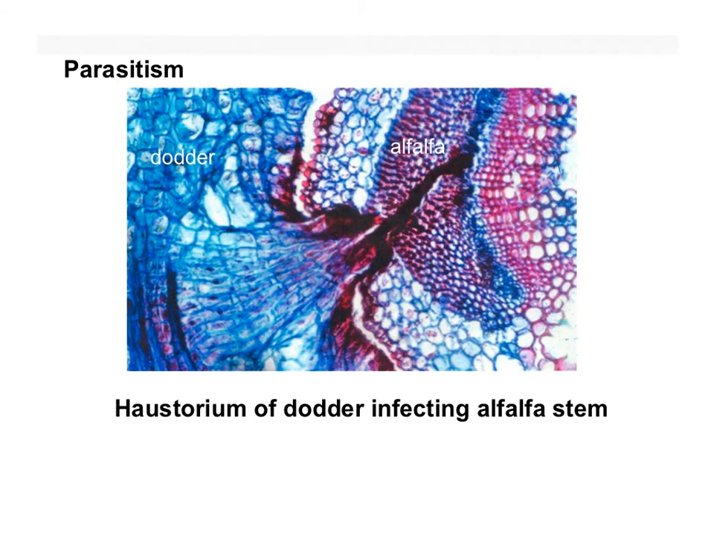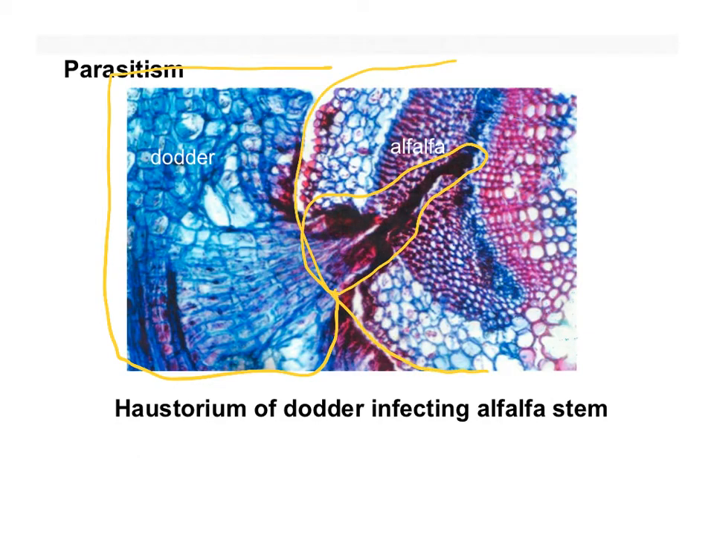This micrograph shows dodder in action. This is the dodder plant here on the left. This is the haustorium here that's infected the alfalfa stem. The alfalfa stem here, you see the xylem and phloem here, and that's what the haustorium is after, because that's where the sugars and all the water and inorganic nutrients are flowing.